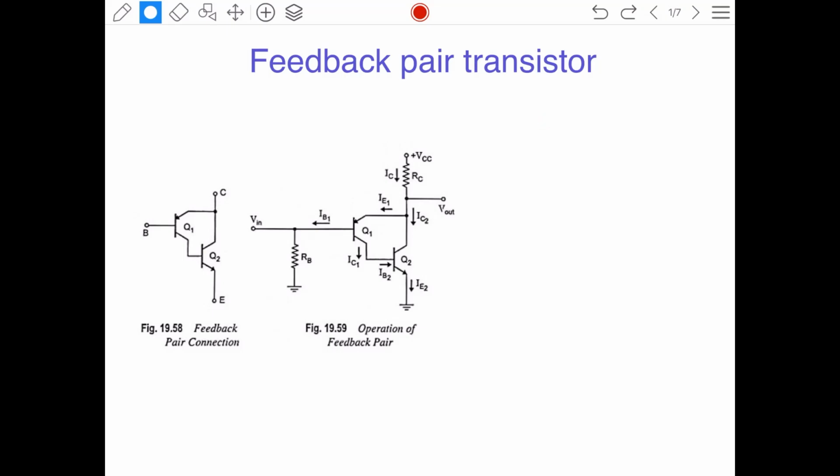Earlier, for DC analysis, we removed all the AC components. Now, for doing an AC analysis, I'll be removing all the possible DC components. So let us do the AC analysis of a feedback pair transistor.